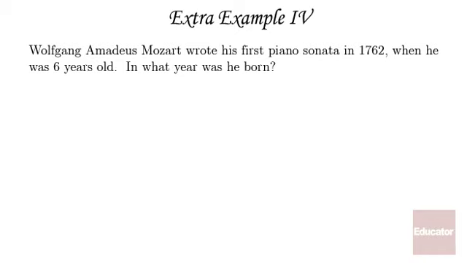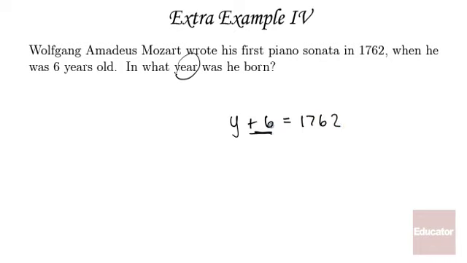Here's another example using addition equations. Wolfgang Amadeus Mozart wrote his first piano sonata in 1762 when he was only 6 years old. And what year was he born? So if you take the year that he was born, add 6 more years, and that will equal the year that he wrote his first piano sonata.